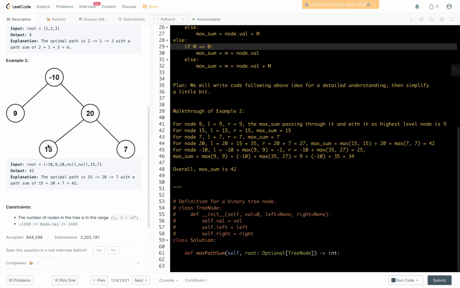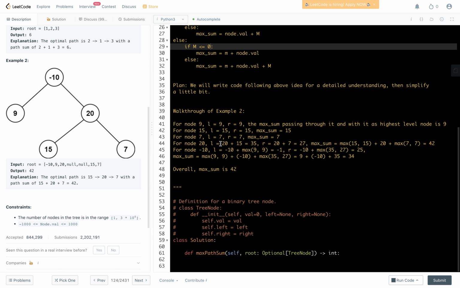For example 2, I'm going to first look at the leaf nodes, because for leaf nodes we can easily get the L, R, and maximum sum corresponding to them. So for example, for the node none, the L is none, R is none, and the maximum path sum passing through it and with it as the highest level is none. Similarly for the node 15 and node 7. All these three nodes are leaf nodes in this tree.